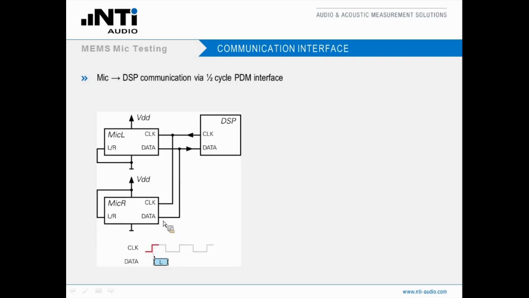Well, the standard defines that by the rising edge of the clock signal, the following data bit represents data from the left microphone. And the data bit that follows on a falling edge of the clock signal represents data from the right microphone. So by this pattern, you may transmit left mic data and right mic data via one joint signal line.